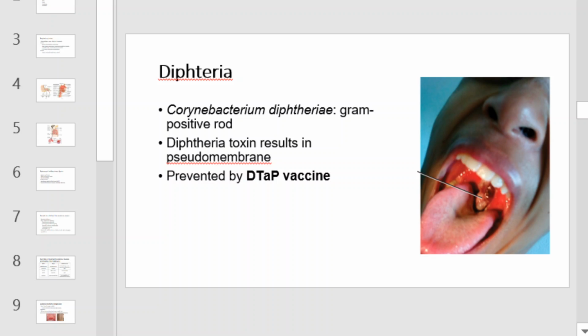Diphtheria is caused by Corynebacterium diphtheriae, which is a gram-positive rod. Diphtheria toxin results in a pseudomembrane, and it's prevented by the DTaP vaccine.